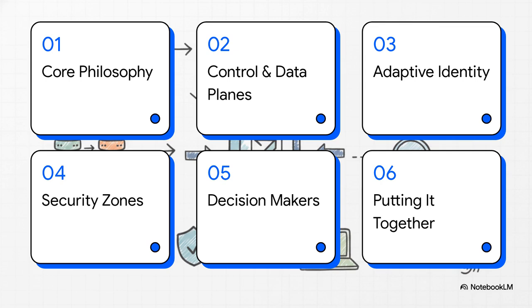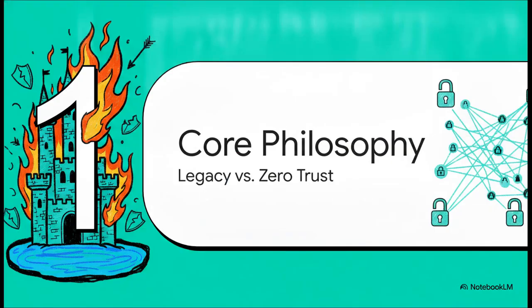We'll start with the core philosophy, then break down the control and data planes, look at verifying adaptive identity, design some security zones, introduce the policy decision makers, and finally, we'll put it all together into one seamless workflow. All right, let's jump right into Section 1, the core philosophy, looking at legacy versus zero trust.